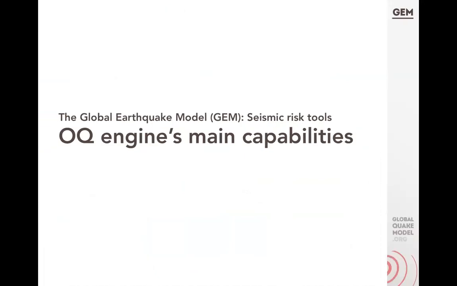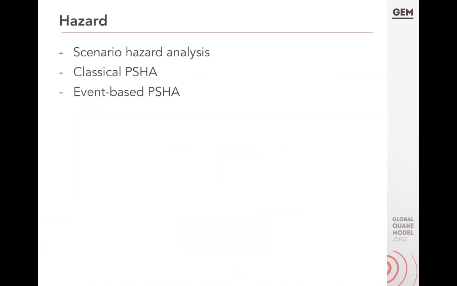So what are the main computing capabilities of the OpenQuake engine? What kinds of hazard and risk calculations can you do with the OpenQuake engine? For the seismic hazard, say the 3 main types of calculations that you can run would be scenario hazard analysis. So this would be given an earthquake rupture, producing maps of ground shaking intensity. Then the second type of calculation that you can do is what we call a classical probabilistic seismic hazard analysis.